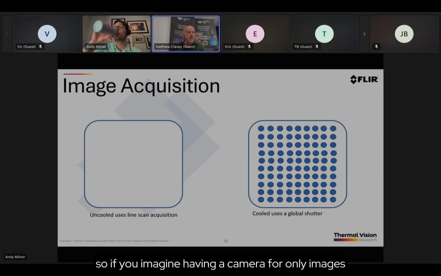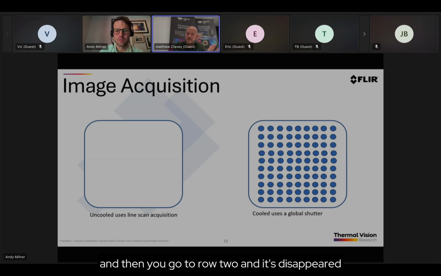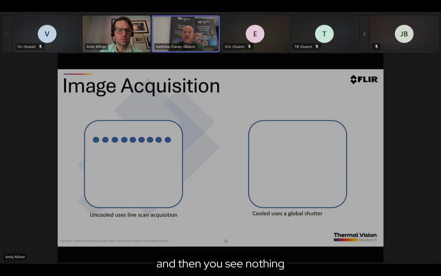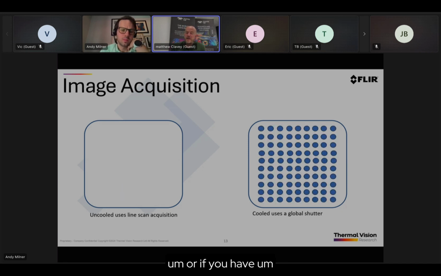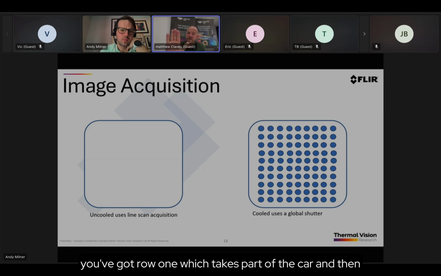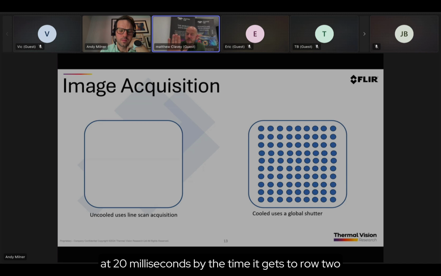So if you imagine having a camera that only images one row at a time on a moving object. Let's say, for example, the bullet starts on row 1, and then you go to row 2 and it's disappeared, and then you see nothing. Not really very useful for us. Or if you have a car going through the scene, you've got row 1, which takes part of the car, but even at 20 milliseconds, by the time it gets to row 2, the car has actually moved a little bit.